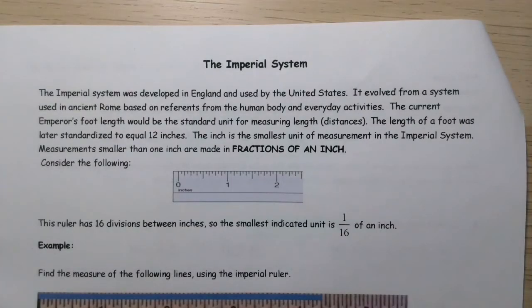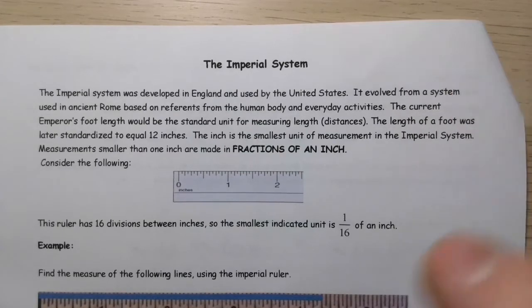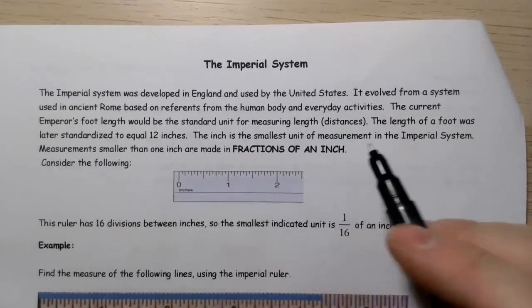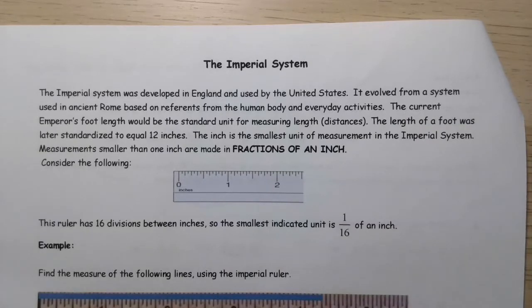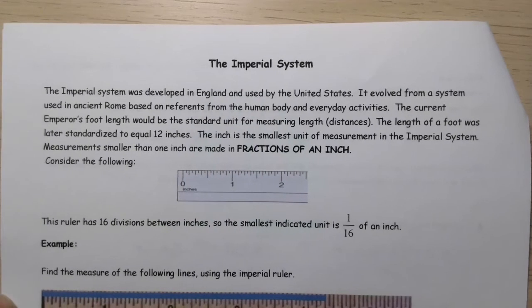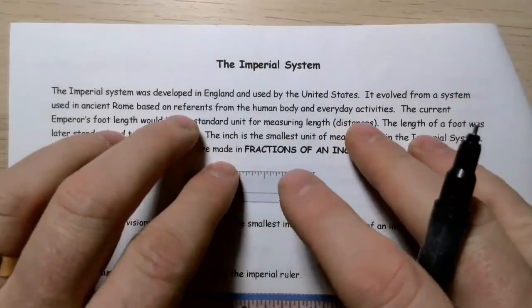All right, now let's take a look at the imperial system, which is just another way of measuring things. The imperial system, as it says here, was developed in England and is used by the United States. This is why it's an important one for us to use, because they're our closest neighbor, and in our interactions with them, a lot of times when we're talking about units, we need to be able to understand what each other is saying.